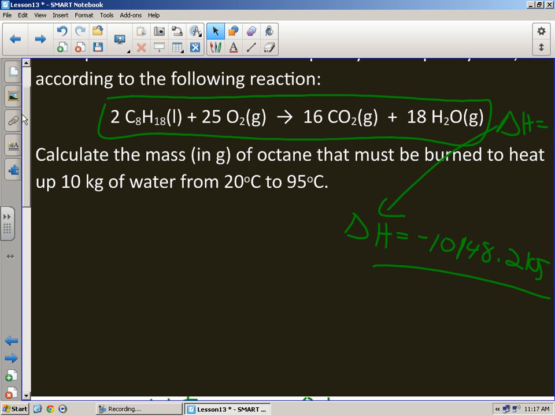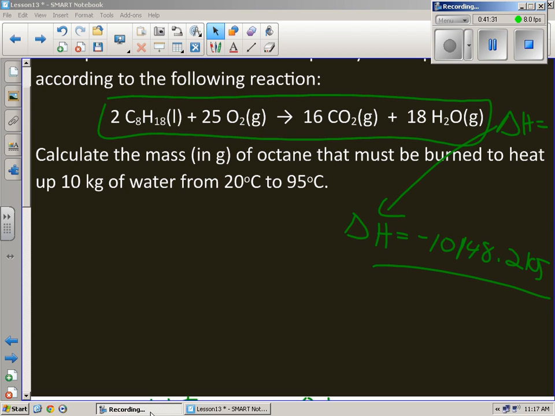What's what now, sorry? Delta H of H2O. Water's over there at the bottom. Yeah. Water at the bottom. Is that what you're asking? Yeah. All right.